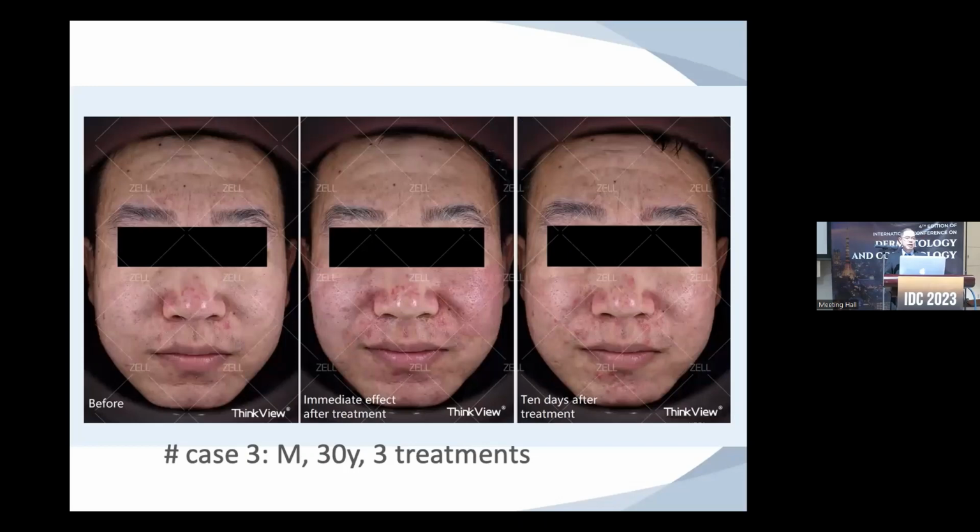We want to look at laser with or without chemical peel. For this patient, we have a comparison from the left side to the right side. The left side is laser combined with chemical peel. The right side only has laser treatment. In the middle photo, you can see the immediate effect after treatment.